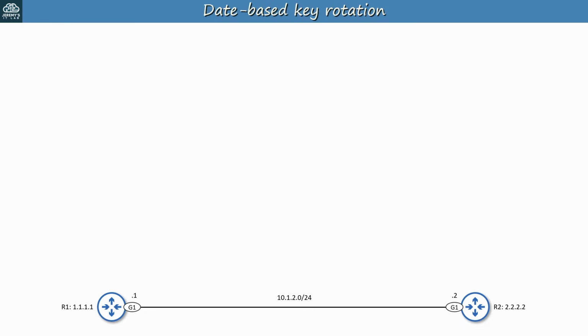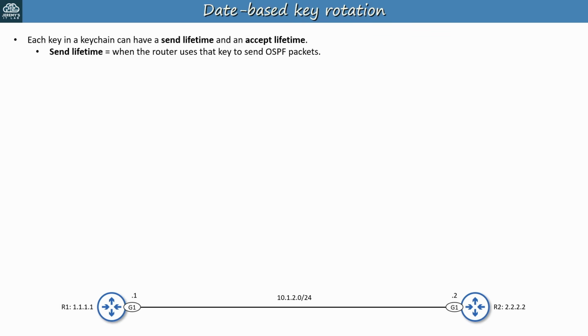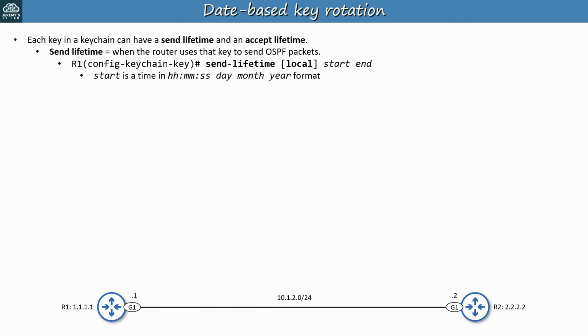With keychains, you can configure date-based key rotation. Each key in a keychain can have a send lifetime and an accept lifetime. The send lifetime is when the router uses that key to send OSPF packets. You can configure it with the send-lifetime command. The local keyword means the router should use the local time zone configured on the device. Start is a time specified in hours, minutes, seconds, day, month, year format.